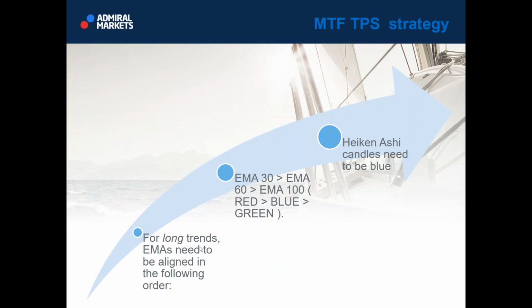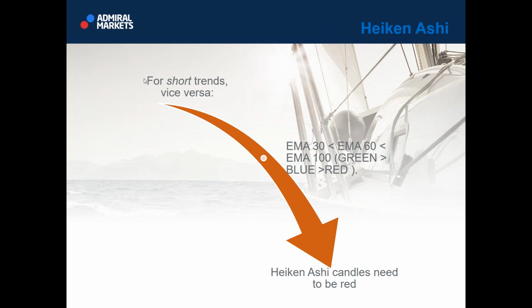Now for long trends, EMAs need to be aligned in the following order: EMA 30 above EMA 60 above EMA 100, or red above blue above green. And also Heiken Ashi candles need to be blue. For short trends, it's different. EMA 30 is below EMA 60, that is below EMA 100, or green above blue, blue above red. And Heiken Ashi candles need to be red in color.